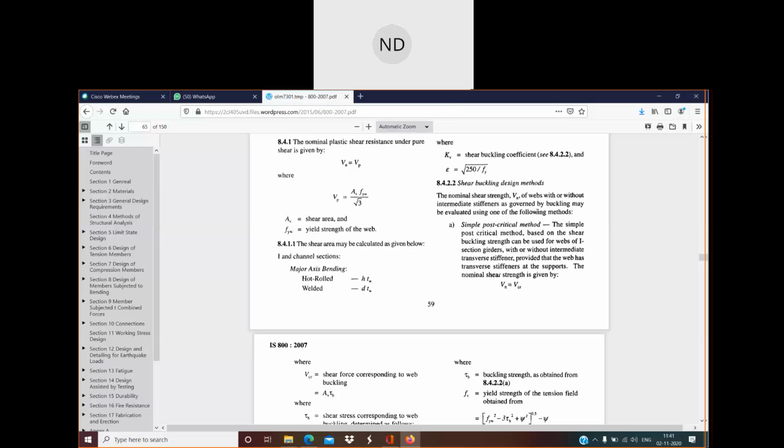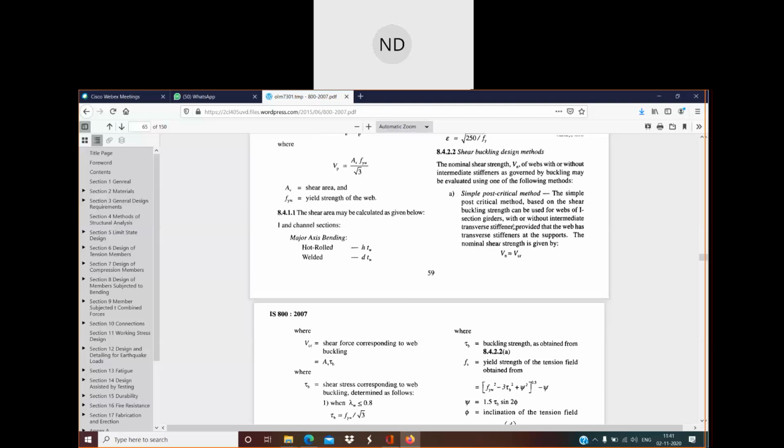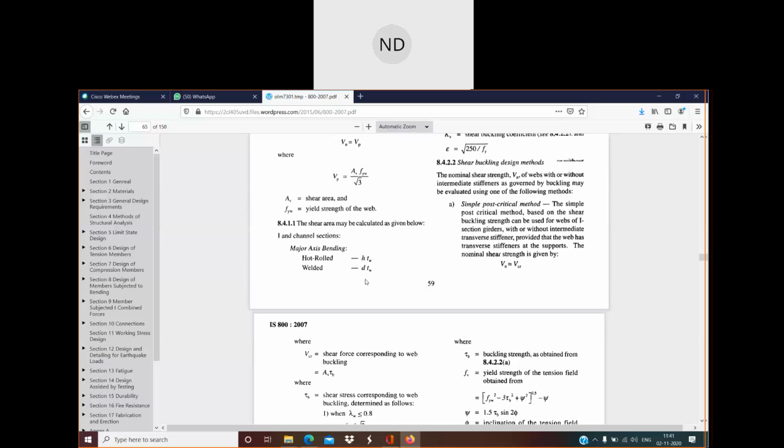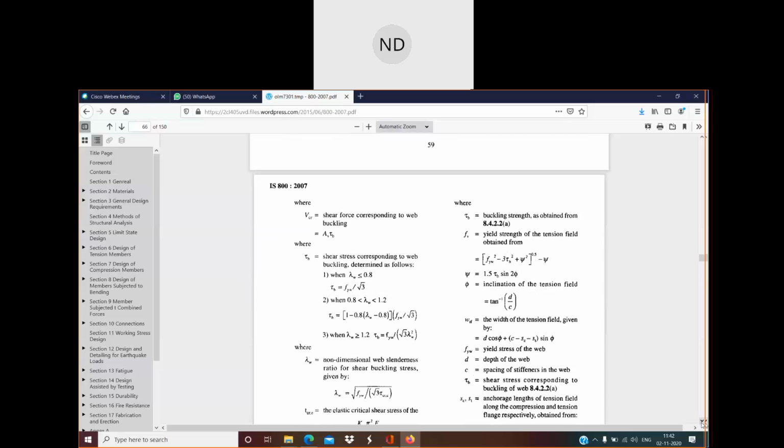Okay, simple post-critical method. We have the nominal shear strength Vn of webs with or without intermediate stiffeners as governed by buckling, which may be evaluated using one of the following methods: either the simple post-critical method or the tension field method, but we will do it now with the simple post-critical method. The simple post-critical method based on the shear buckling strength can be used for webs of I-section girders with or without intermediate transverse stiffeners, provided that the web has transverse stiffeners at the supports. The nominal shear strength is given by Vn is equal to VCR.